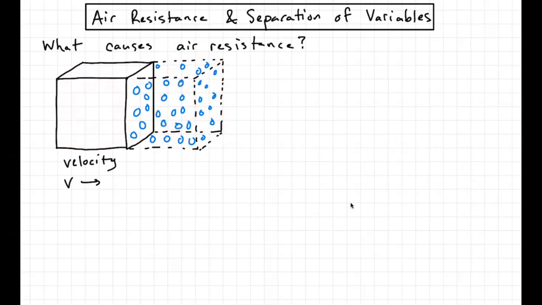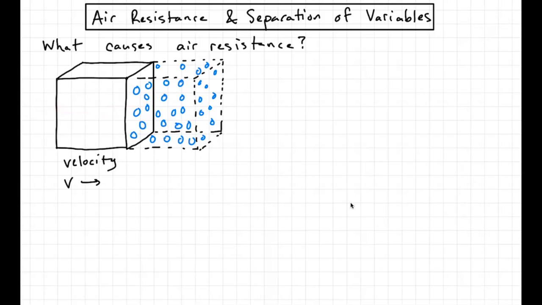And as it moves, it's going to displace the air. So as it moves this way, that block is going to push all those air molecules out of the way. Another way to say that is that the block will exert a force on all of those air molecules. And therefore, the air molecules will exert a force back on the block this way. And that's the force of air resistance. That's what we're trying to quantify in this model. So let's think through how that might work.